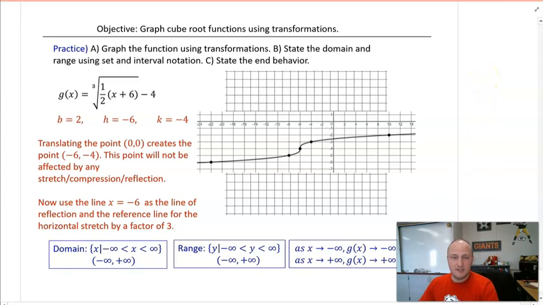All right, that is going to do it for this example. Hopefully you learned how to graph cube root functions via transformations, and I will catch you next time.